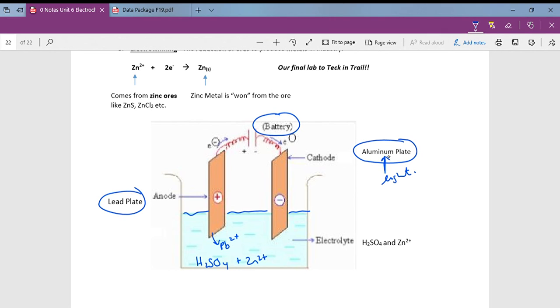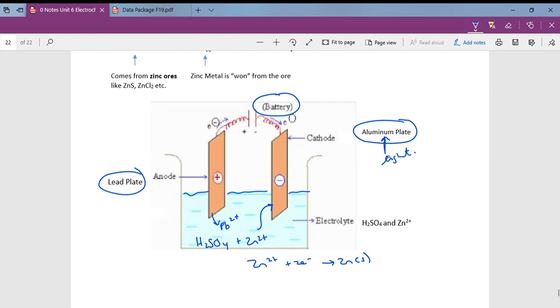But the idea is that you are going to have electrons supplied so that the zinc is going to be reduced. So you want the zinc ions to be reduced to form a zinc solid, and this is going to plate onto the aluminum cathode. The other reaction is that you're going to have the lead solid producing lead ions and 2 electrons.